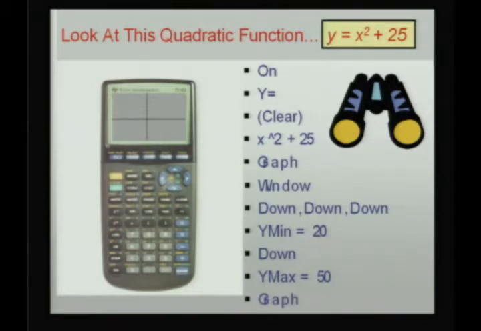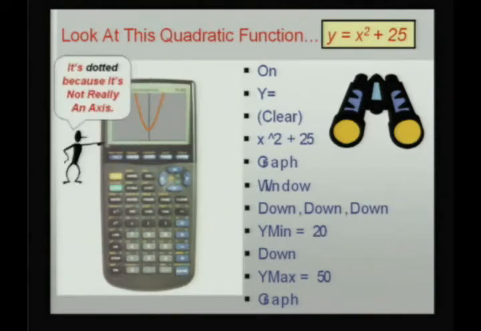Now if I hit graph, I can see the picture, okay? And the dots that you see, you're used to seeing the axis. The lines are dotted because they're not really the axis. They're your margins, okay?